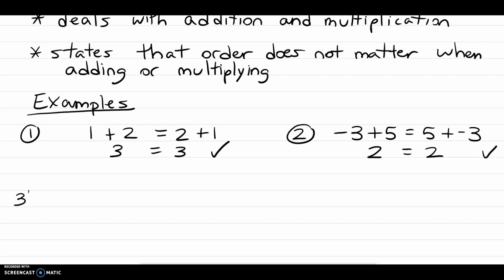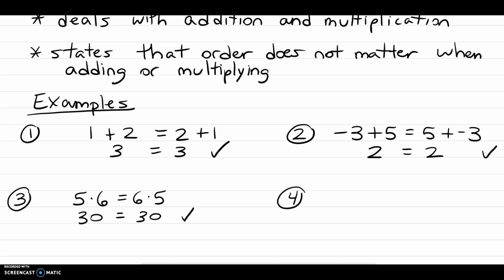For multiplication, the same thing applies. If you have 5 times 6, that will give you the same thing as 6 times 5, because 5 times 6 is 30, and 6 times 5 is 30, so that's good. Even with negative numbers, if I have negative 2 times 3, that's going to be the same thing as 3 times negative 2. This gives me negative 6 equal to negative 6. So that works out as well. So commutative property just means that the order does not matter when you're adding or when you're multiplying.